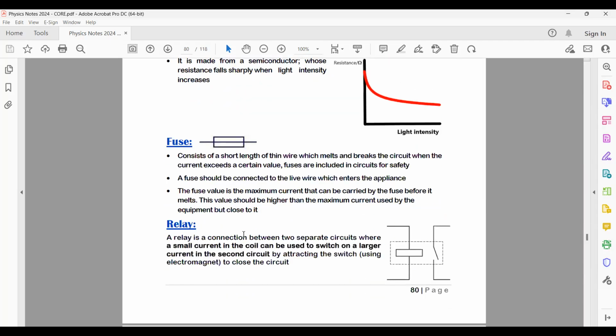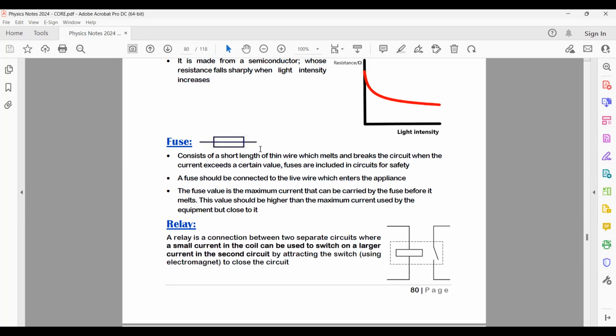The fourth component is the fuse, and this is one of the components that is more common in exams. What's the purpose of the fuse? It's placed for protection. The fuse has a symbol similar to the resistor but with a wire in the middle, so it's a rectangle with a wire passing through the middle. It consists of a very thin wire that's very sensitive to heat or temperature.